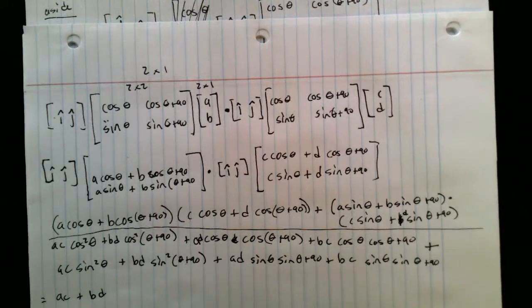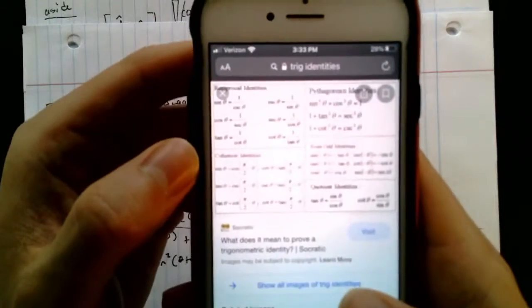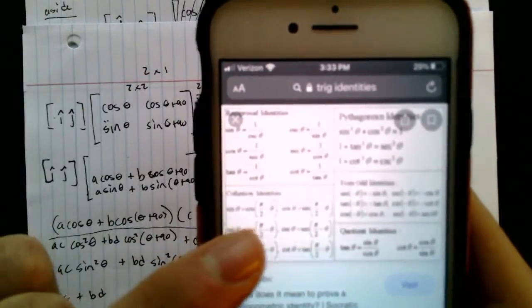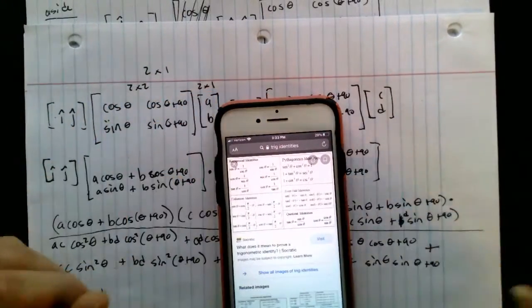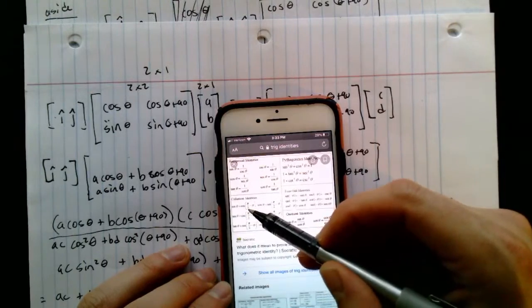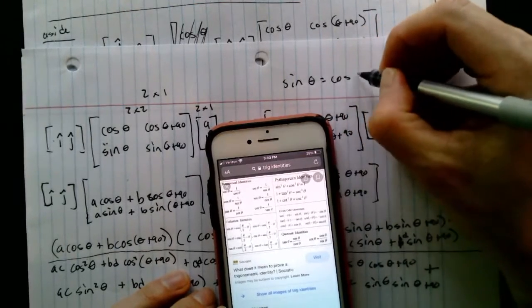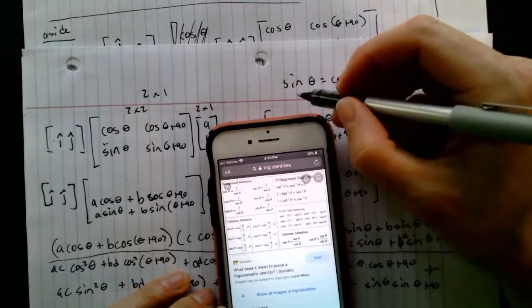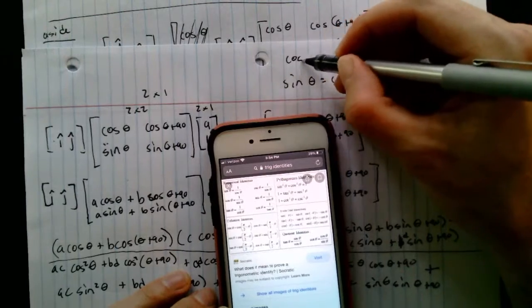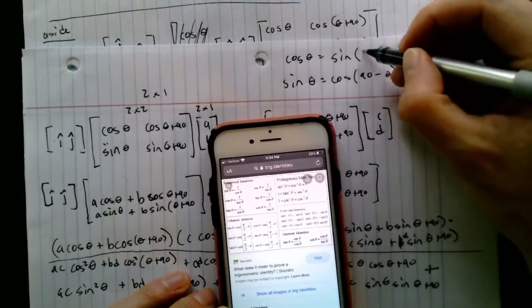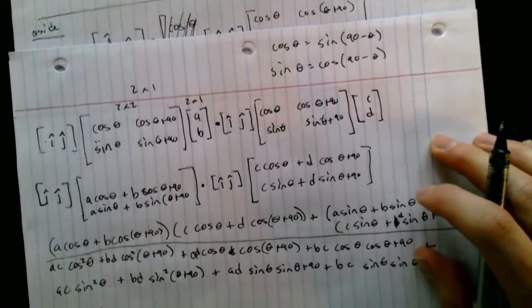And I'll show you how. I've got to look up my trig identities real quick. It's this pi over 2 one. So it's pi over 2 minus, I don't think I can get it to focus. Can I get it to focus? Yeah. So sine of theta is equal to cosine 90 minus theta. And then cosine of theta is equal to sine 90 minus theta. Okay, so we're going to use those two.